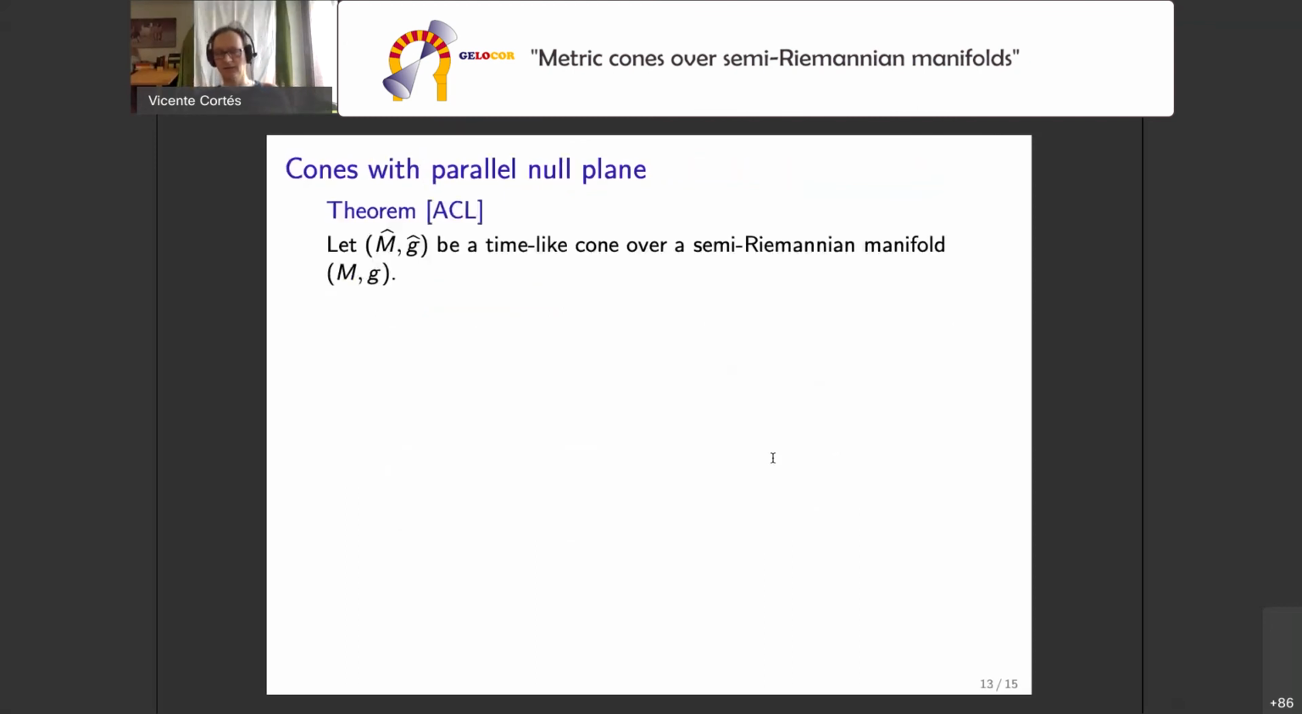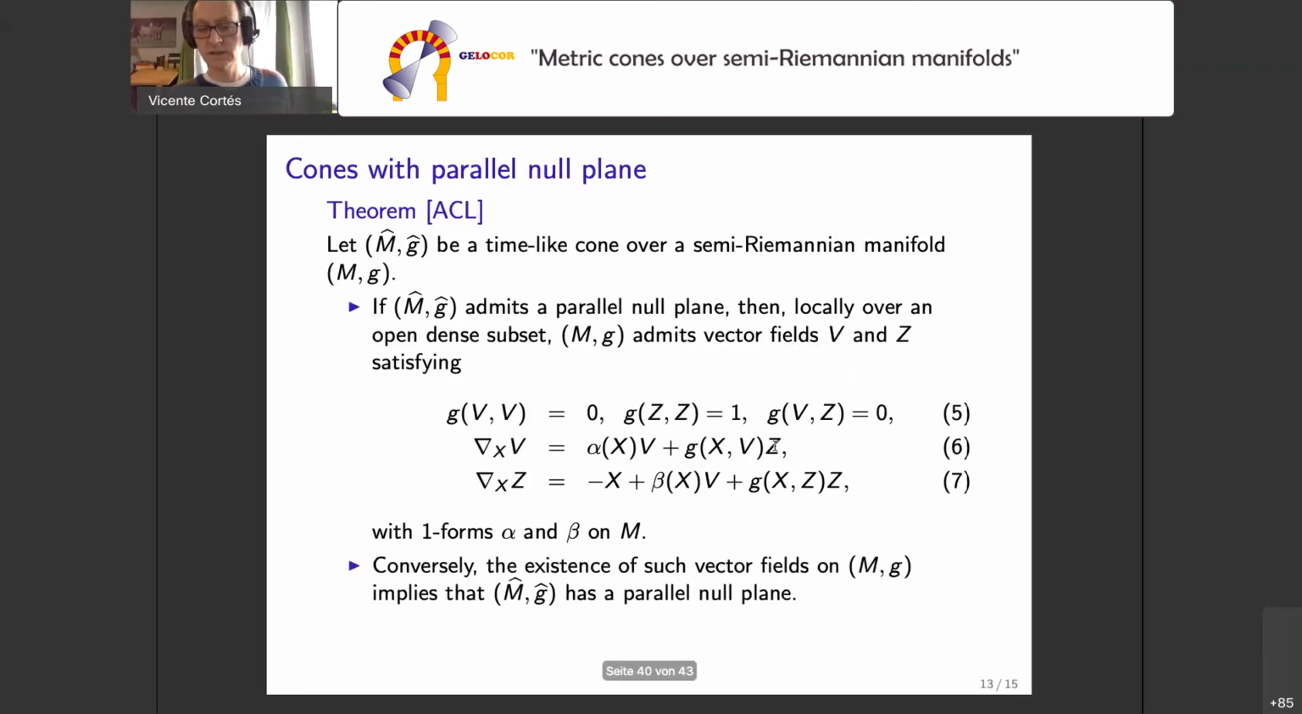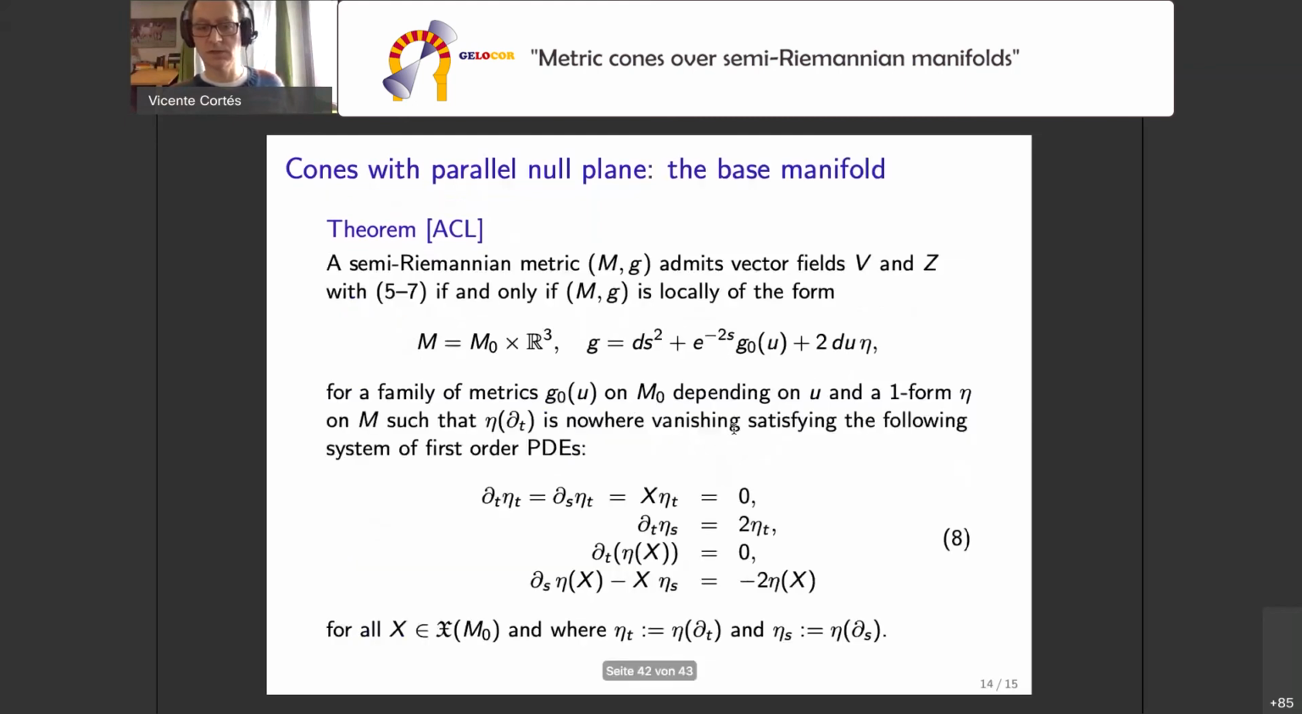And the last part is about cones with a parallel null plane. Unfortunately, I do not have the time to go into details. I only show you the type of formulas we obtain. If you have a cone with a parallel totally isotropic plane, then you can show that there exist on the base manifold two vector fields, V and Z, satisfying a system of differential equations. And in fact, this is if and only if. So to have a parallel null plane on the cone is the same as having on the base manifold a solution of this system.